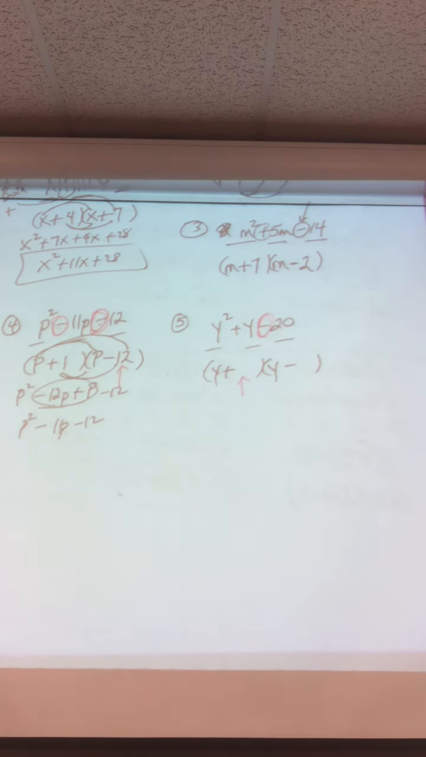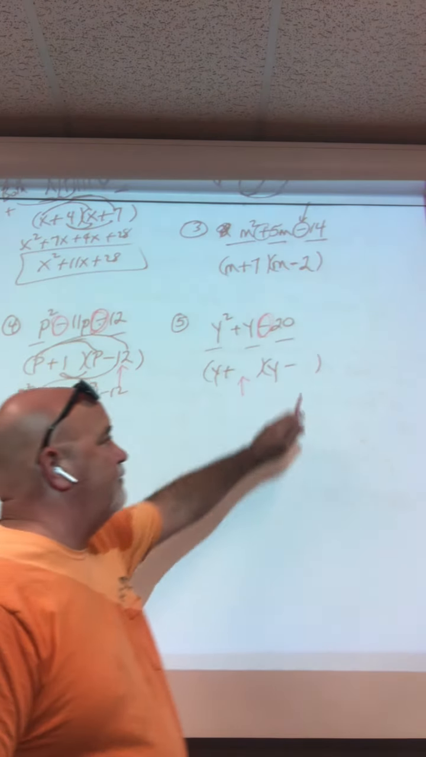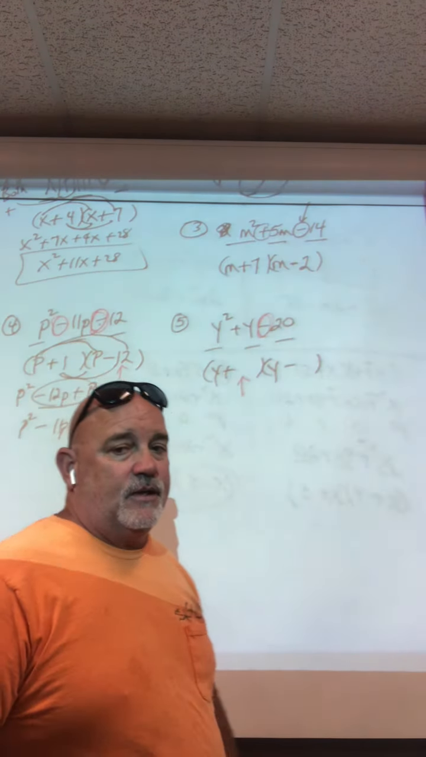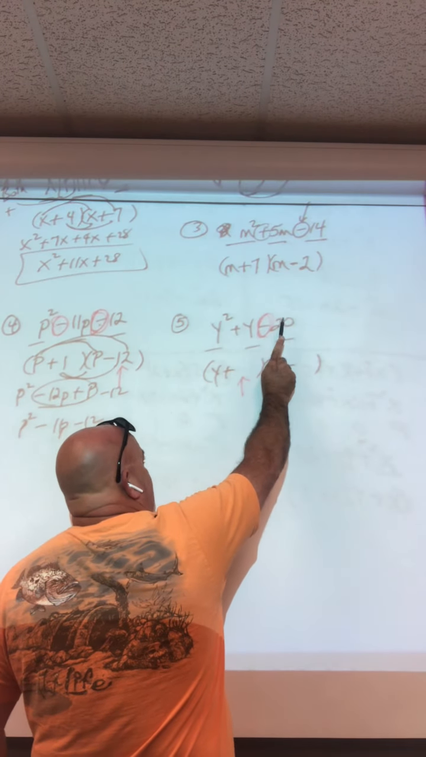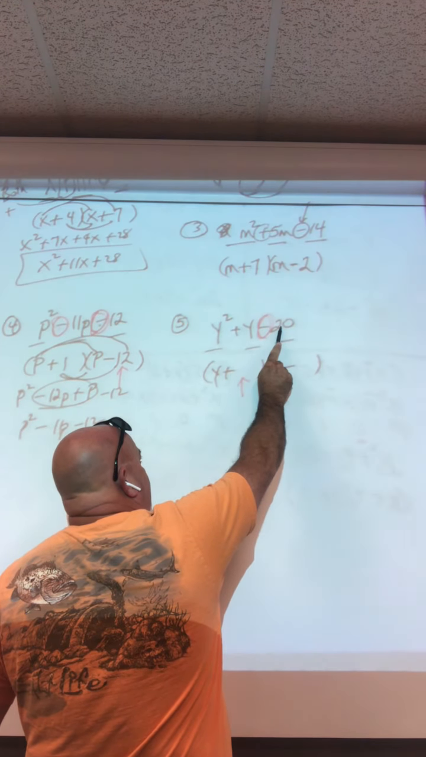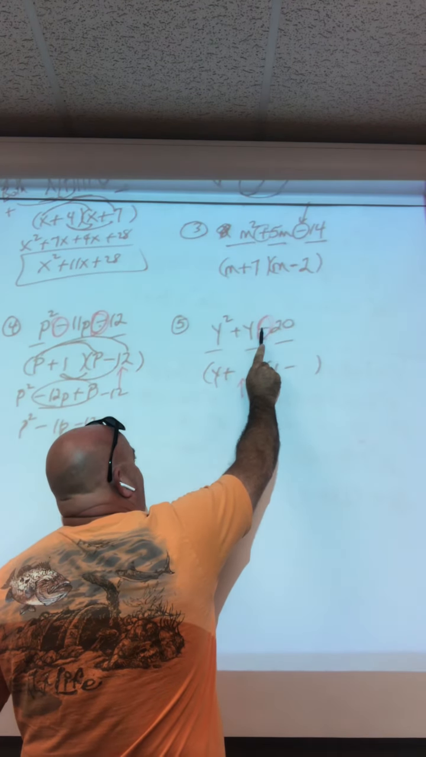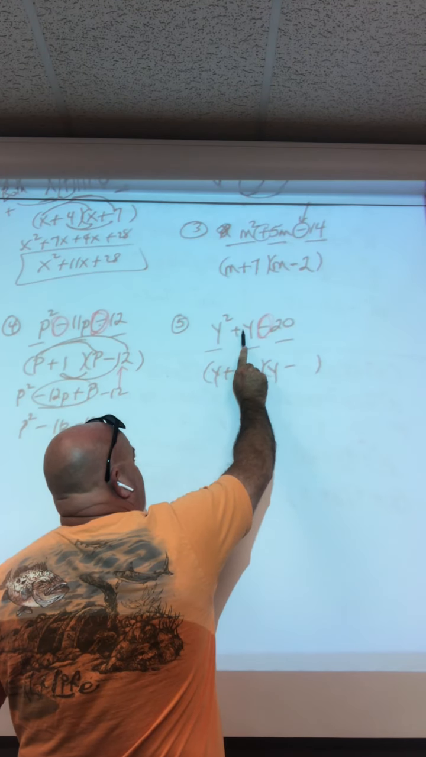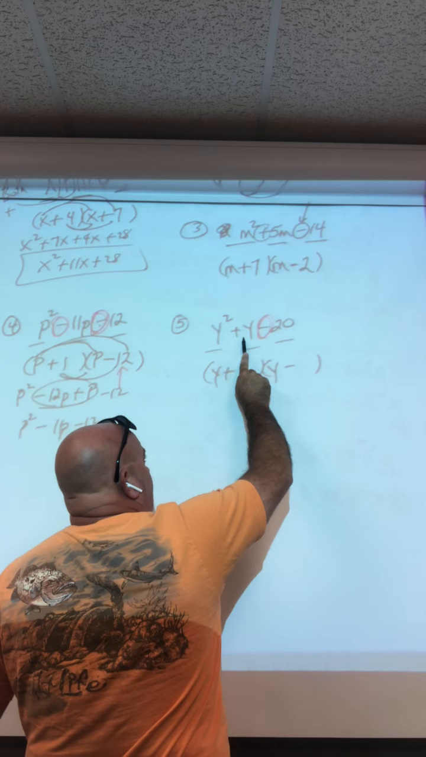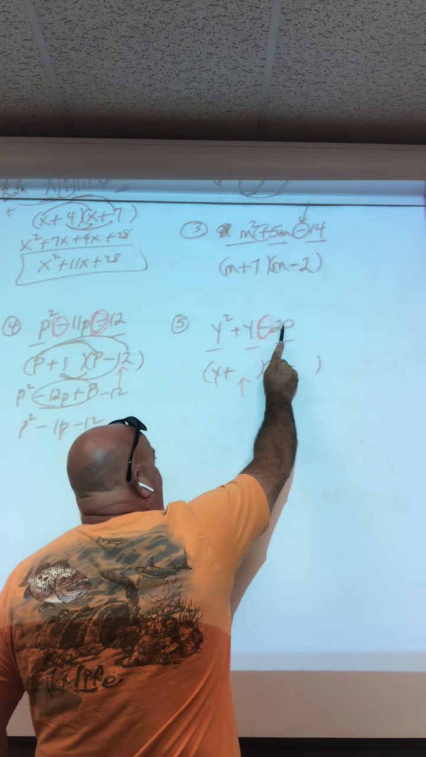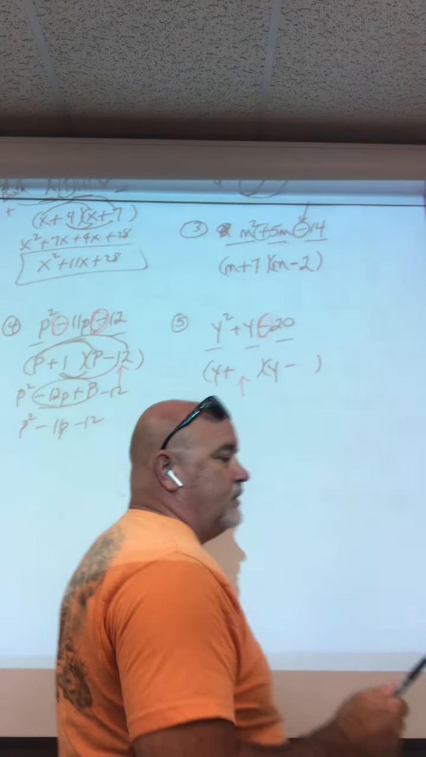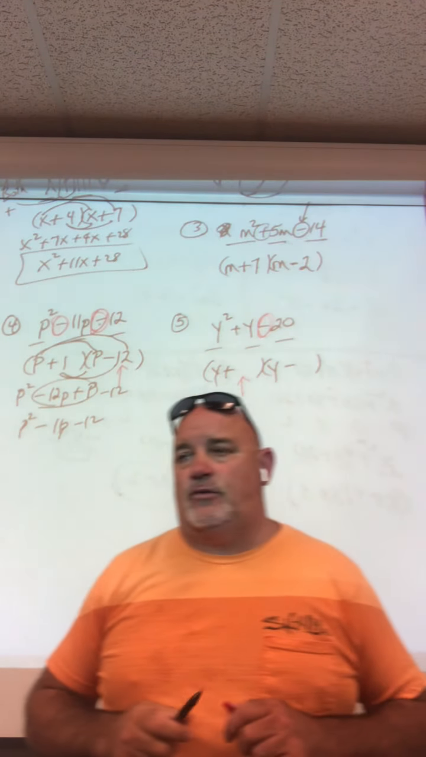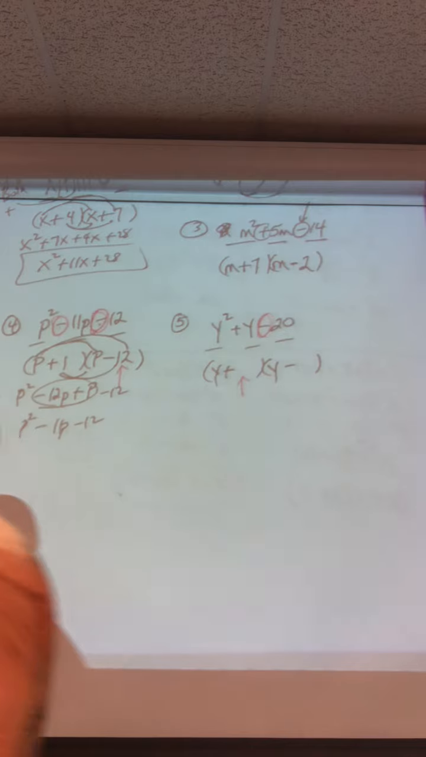So how do I finish the problem? You have two blank spots, so you ask yourself two questions. Here are the two questions. Two numbers that multiply to give you 20, but subtract to give you 1. What two numbers, if you multiply them, you get 20, but if you subtract them, you get 1?